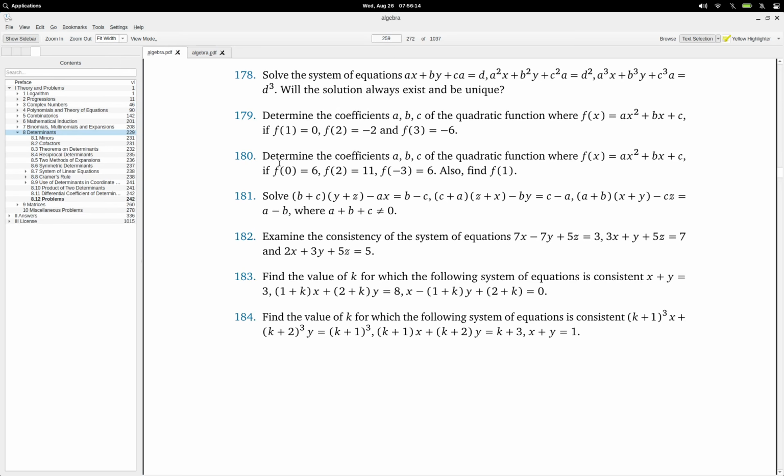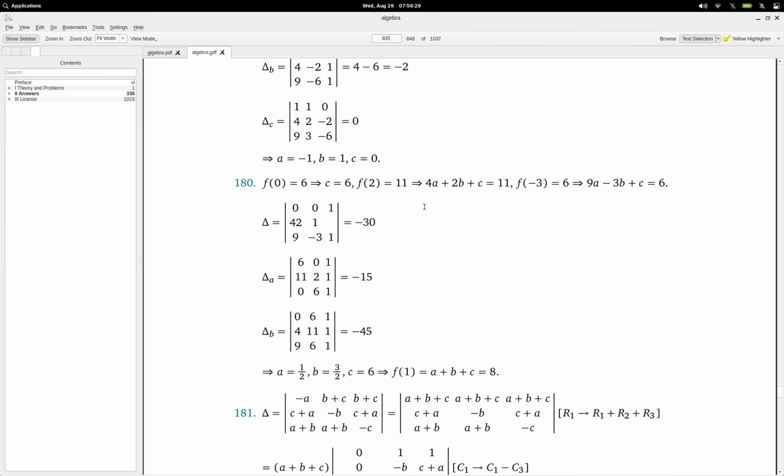Question 180 says determine the coefficients a, b, c of the quadratic function f of x is equal to ax square plus bx plus c. If f of 0 is equal to 6, f of 2 is equal to 11, f of minus 3 is equal to 6. Also find f of 1.